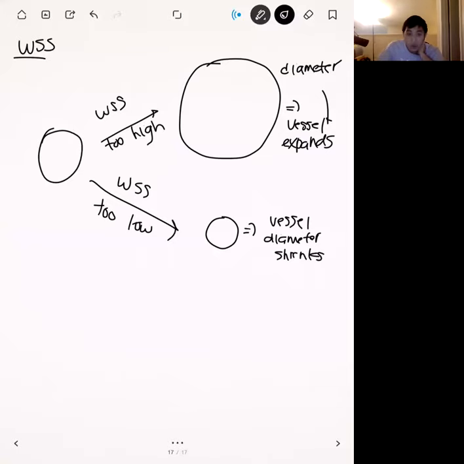And so that's the wall shear stress, and that's how the blood vessel responds to it. The next thing that we covered was the vessel length.